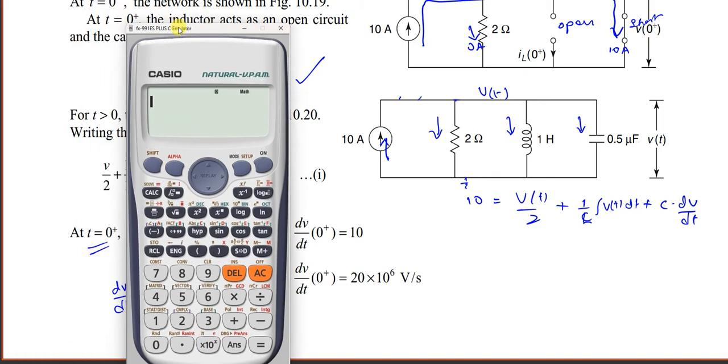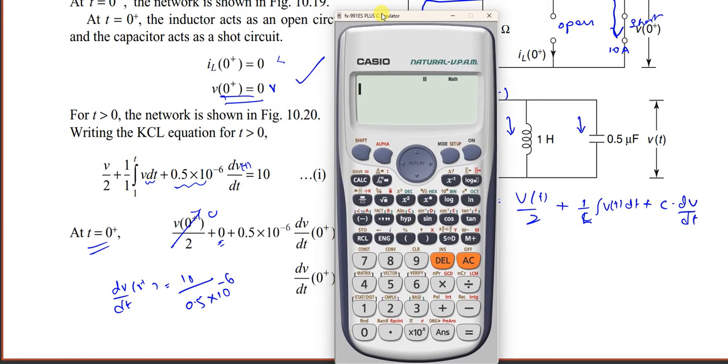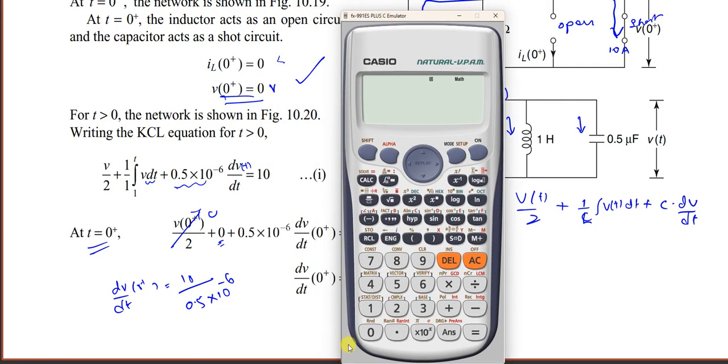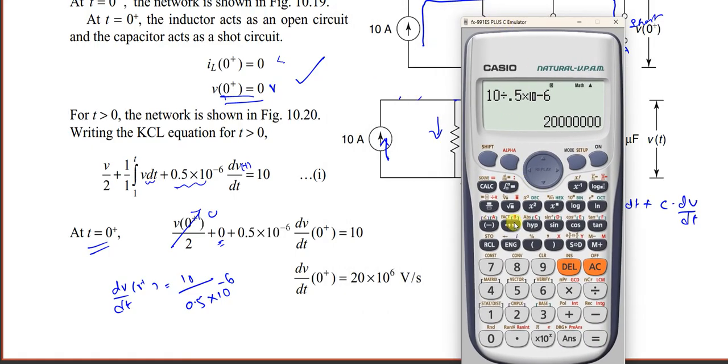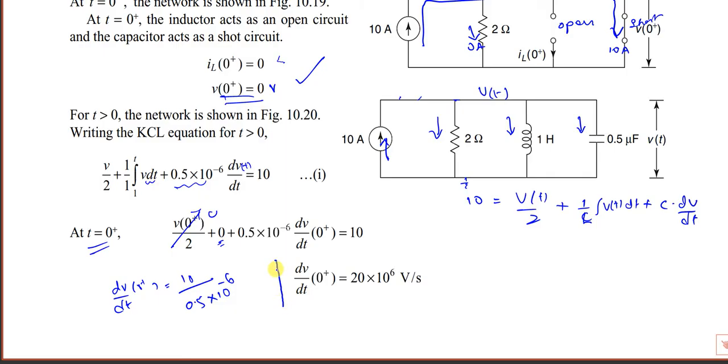0.5, 10, divided by 0.5, 10 power minus 6. We'll get, press the ENG button, 20 into 10 power plus 6. 20 into 10 power 6 volts per second. So this is one answer we got.